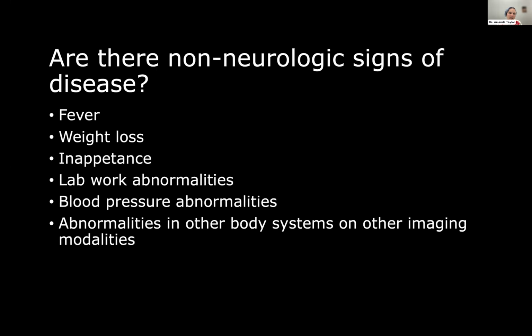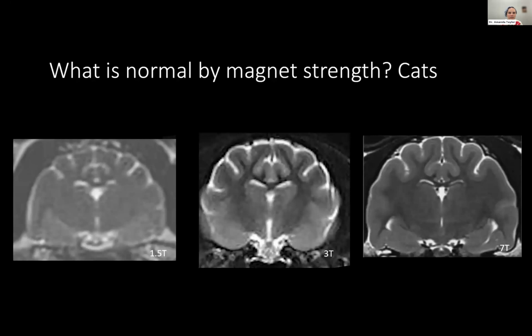When you're considering these cases, remember to consider, even if you're a neurologist and you're super focused on the best organ system in the world, are there any non-neurologic signs of disease? Fever, weight loss, changes on blood work or blood pressure, or if the same patient was imaged with another modality, are there any abnormalities there? Because it can cause you to consider other differentials for problems that you're seeing, such as infection or cancer, when we have these signs of disease.